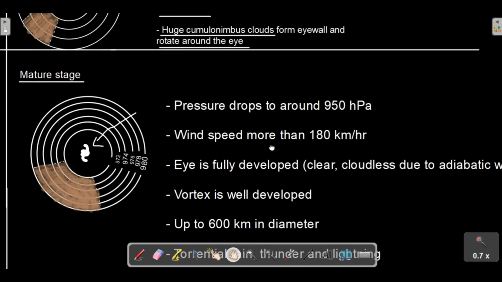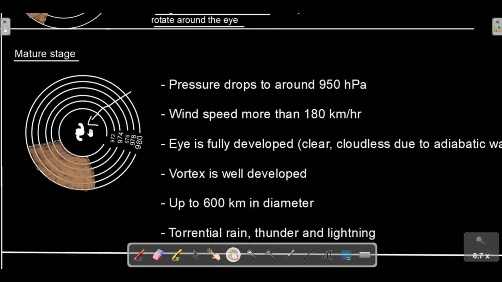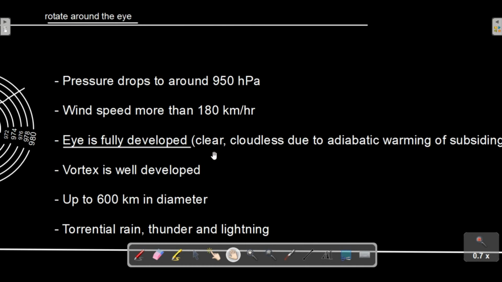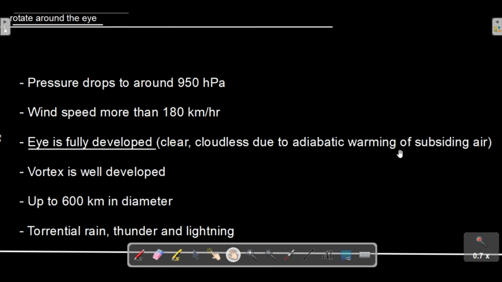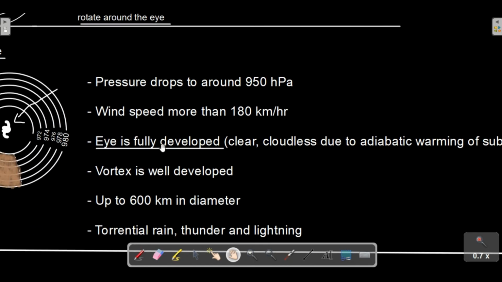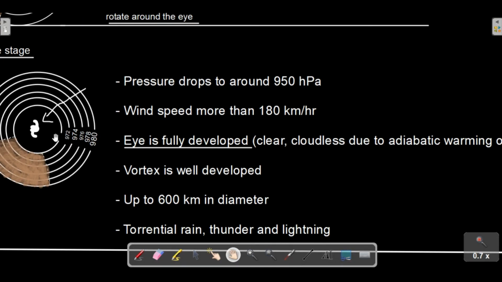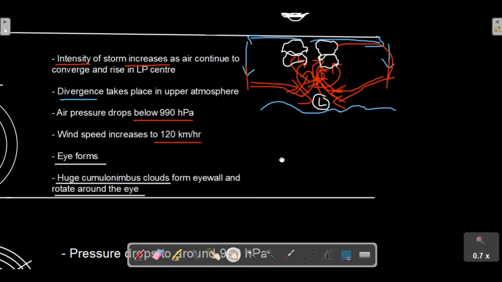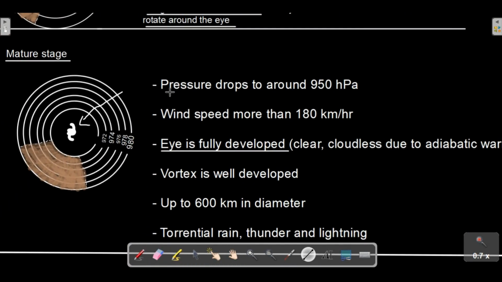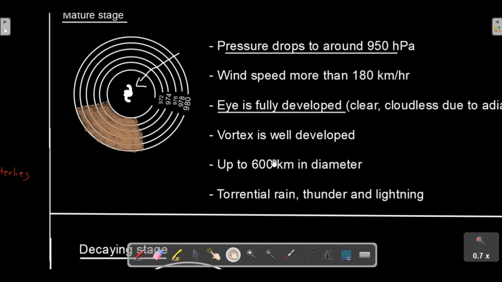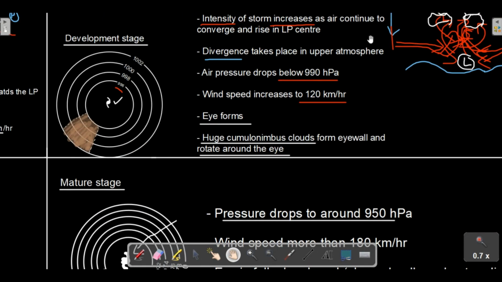And then in the mature stage now, guys, first of all, we can see the eye is fully developed. The eye is well developed. In this region there's definitely no rain, no clouds, it's warm. So it is now distinct that this region is an eye. In the development stage, it's not very clear. Of course the pressure drops to about 950. So it dropped from 990 to 950.